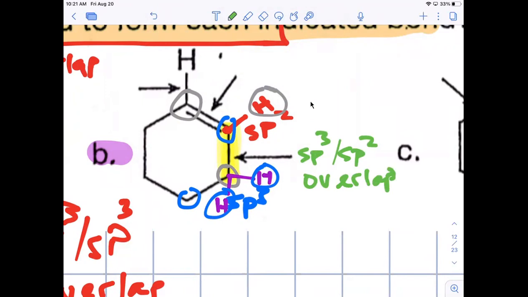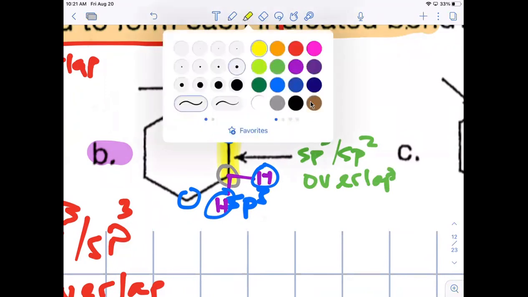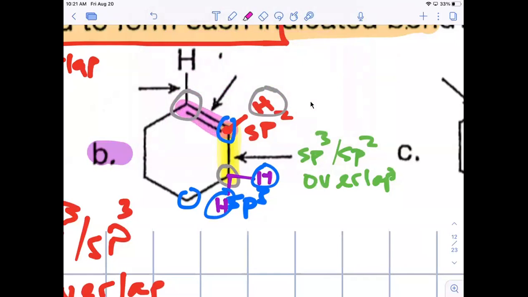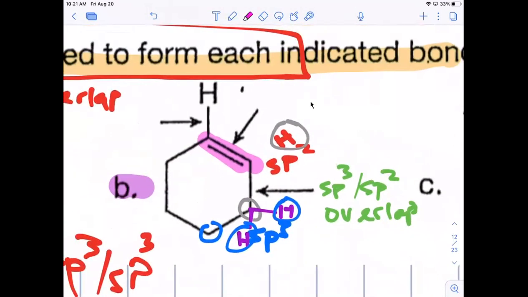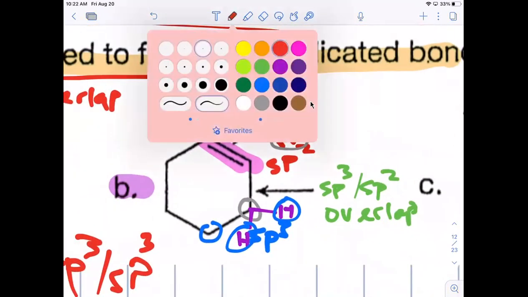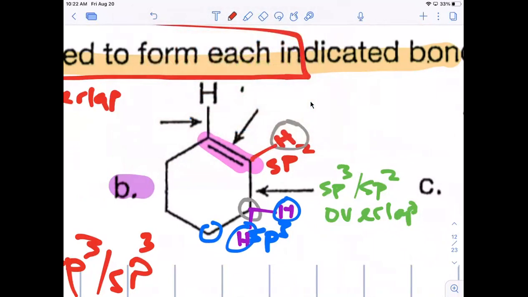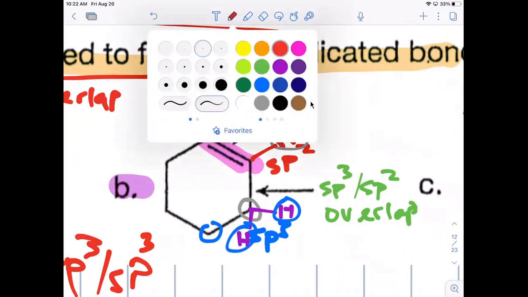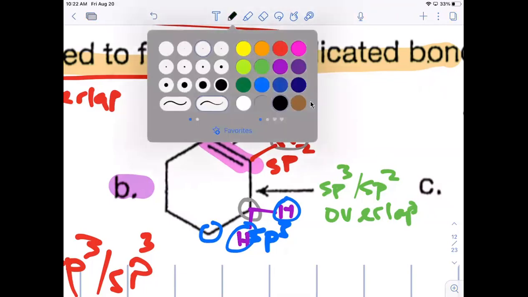All right, and then let's take the double bond. Let's look at that. It's those 2 carbons. I gotta erase these circles. What do you think? What's the hybridization state of both of those carbons, since they're both participating in that double bond? Is it sp2, sp2? Yes, so both carbons in that double bond are sp2 hybridized. So that's going to be sp2, sp2 overlap. Good.